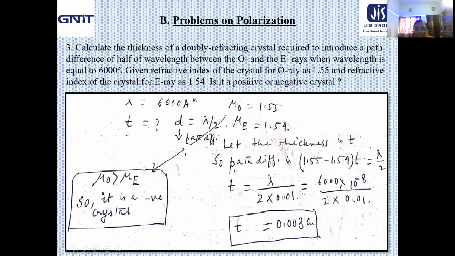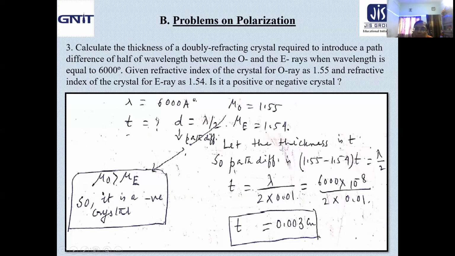Now this part is easy because the mu O and mu E values are given. Mu O equal to 1.55, mu E equal to 1.54. So mu O is greater than mu E. That means VE is greater than VO. So the velocity of the extraordinary ray is more than the velocity of the ordinary ray, which means obviously it is a negative crystal. That's why we got it.